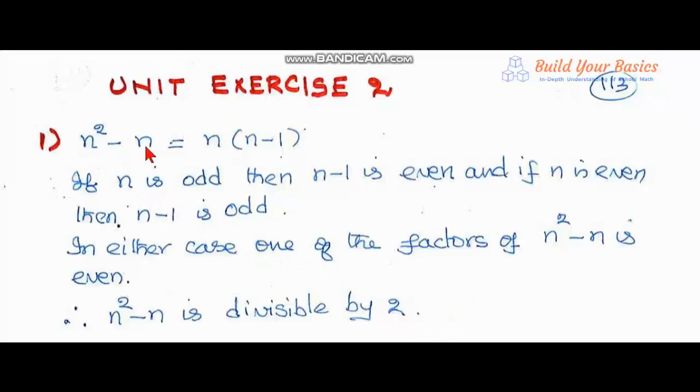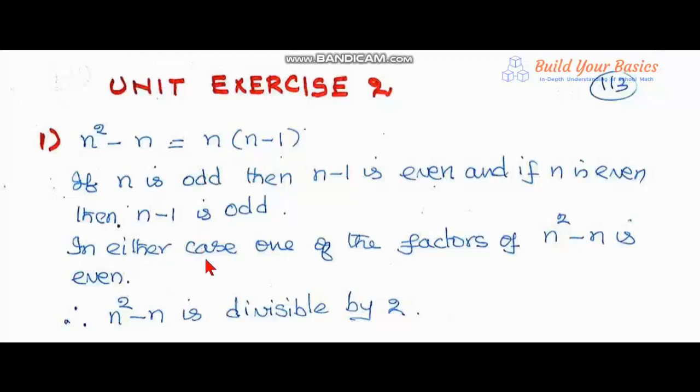Now this n square minus n, we can take n common, is equal to n into n minus 1. If n is odd, then n minus 1 will be even, because n minus 1 is 1 less than n. So this n minus 1 will be even. If n is odd, then n minus 1 is even. If n is even, then n minus 1 is odd.